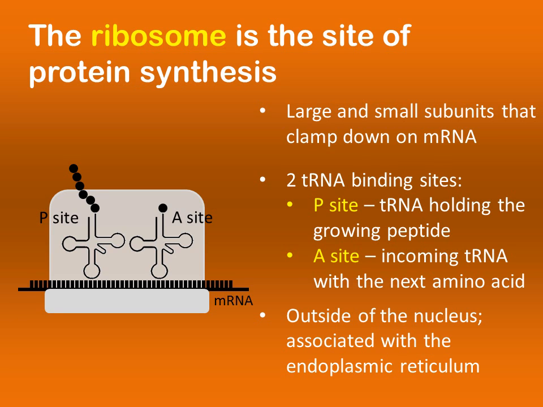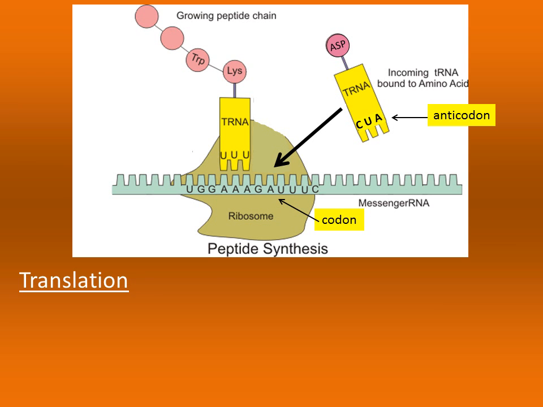Now remember, this happens outside of the nucleus. This is where we find the ribosomes. And of course, ribosomes, as we learned earlier, are associated with the rough endoplasmic reticulum. Remember, the presence of the ribosomes gives the rough appearance of the rough ER. Okay, so let's take a look at this process in a little more detail.